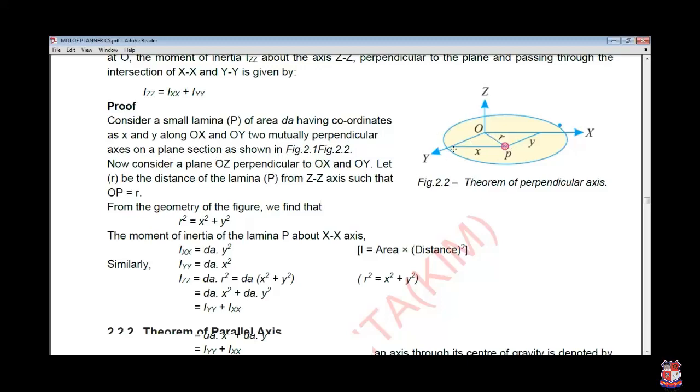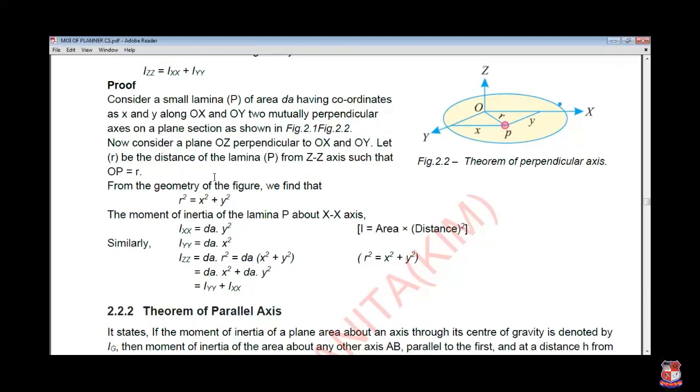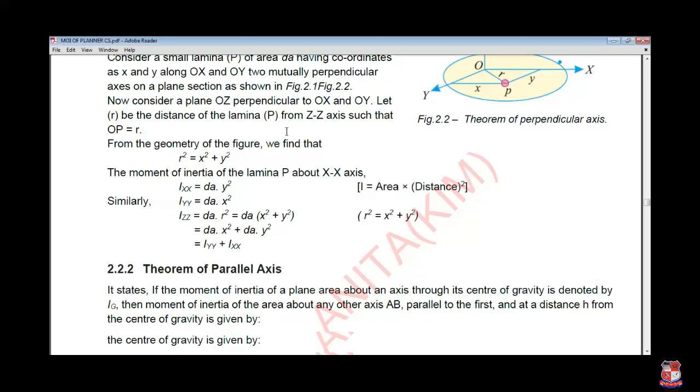You have to consider here the OZ axis perpendicular to x and y. Let R be the radius of the lamina P. You have to assume that the z axis is such that OP is equal to R. So from trigonometric geometry, R square is equal to x square plus y square.